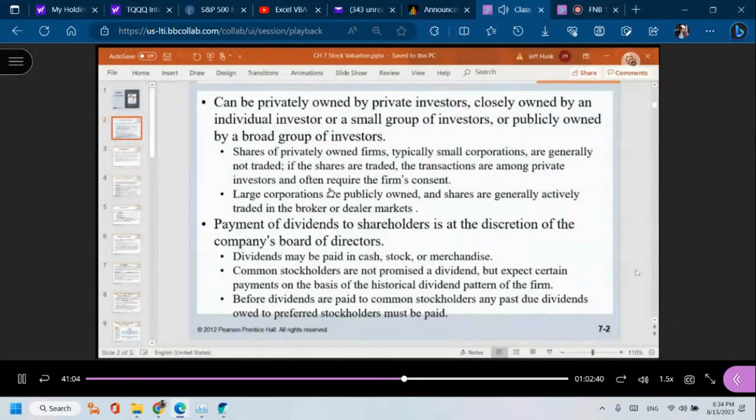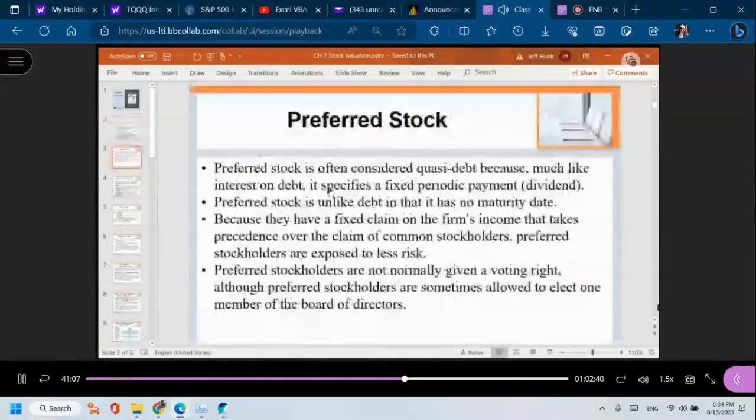the question is then, what is preferred stock? Okay, we understand what preferred stock is. Preferred stock is often considered quasi-debt, almost debt, because much like interest on debt, preferred stock pays fixed periodic dividends, right? Remember, dividend depends on the profit, because a fraction of the profit is being paid out as dividend. So if the profit goes up, the dividend will go up. If profit goes down, the dividend will go down.